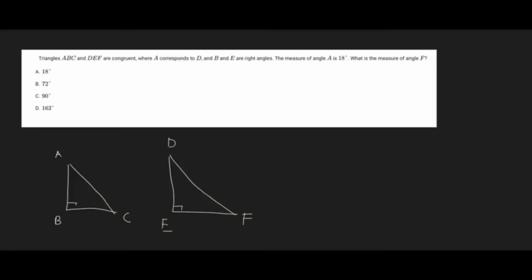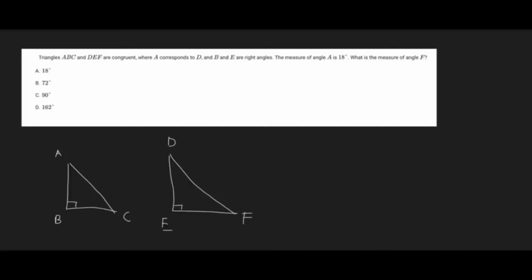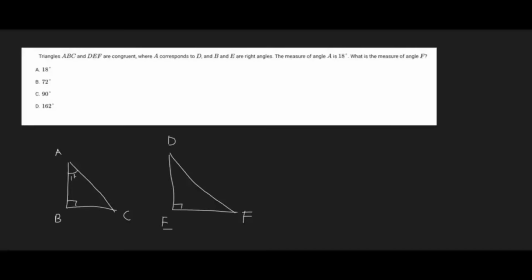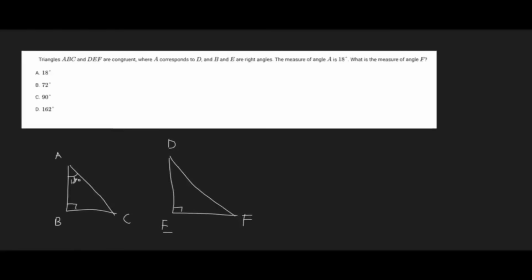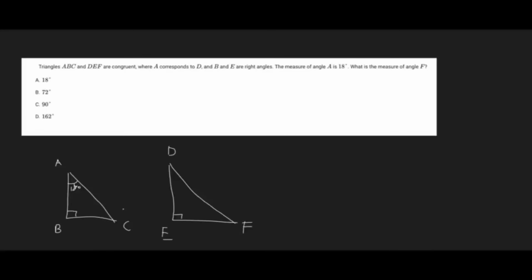And there we go. All right, so let's see what's given. They say that the measure of angle A is 18 degrees, so we have 18 degrees right here. Boom. All right, so here's the thing. We know that right angles are 90 degrees, so angle B is going to be 90 degrees.